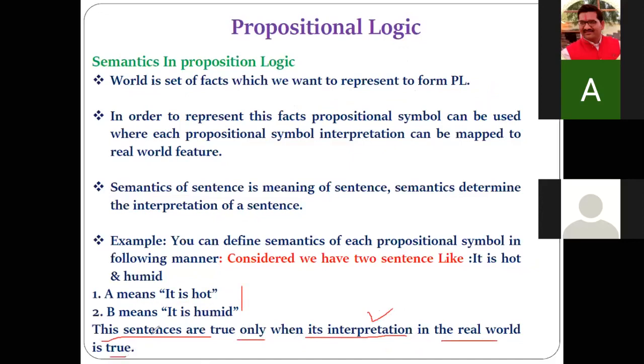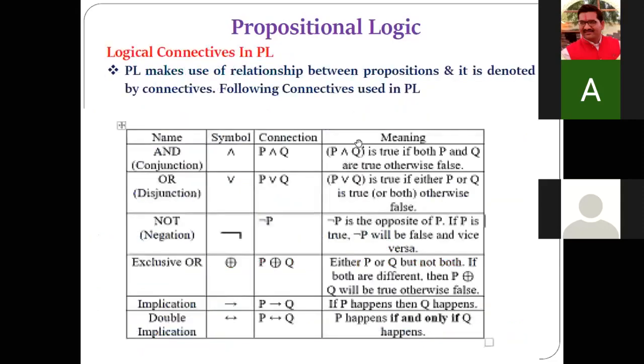Okay, so the point here you should keep in mind is that in order to represent the semantics in the case of propositional logic, we are going to utilize propositional symbols which will represent different facts in the world. Like here I utilize A and here I utilize B, and each propositional symbol has some kind of semantics. For example, here A has the semantic or meaning as it is hot, and this propositional symbol B has the semantic or meaning as it is humid. Understood? And this meaning can be true only when its interpretation, or this fact, is true in the real world. Okay. So this is nothing but the point of semantics in the case of propositional logic.